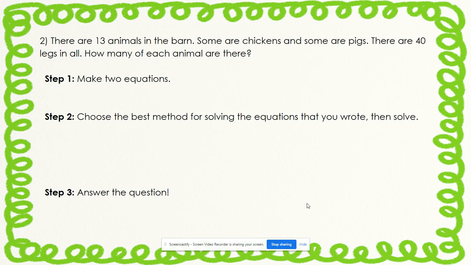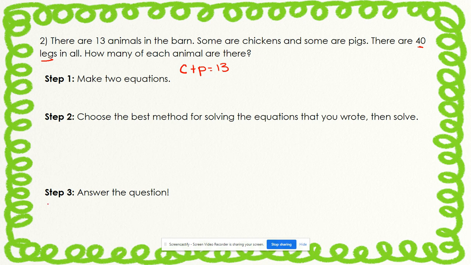All right, let's look at another example. In this example, there are 13 animals in the barn. Some are chickens and some are pigs. So if I stop right there, I don't know how many are chickens and how many are pigs, but I know that if I add the number of chickens to the number of pigs, I'm going to get 13 because there are 13 animals. There are 40 legs in all.